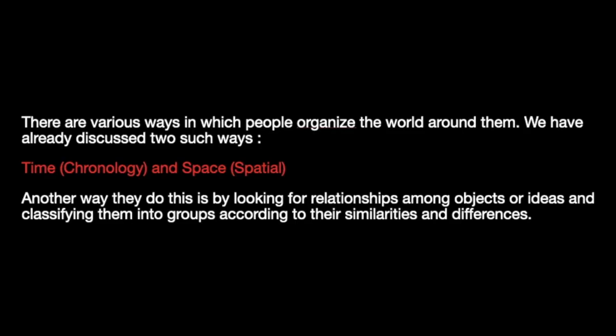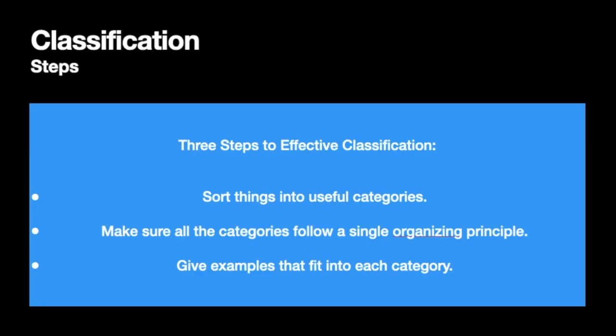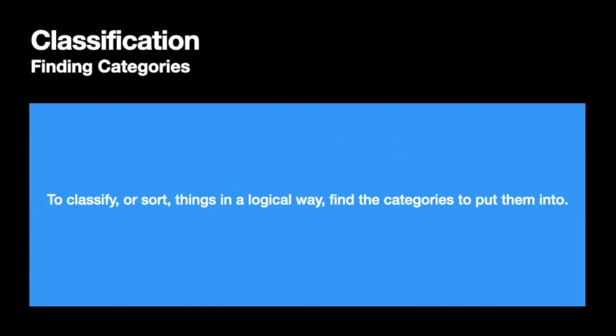There are various ways in which people organize the world around them. We have already discussed time and space in chronology and spatial. Now another way we describe or segregate things is by classifying them. When we classify, we put them into categories, and when we categorize, we are making it more organized. So let's understand how to organize more things.